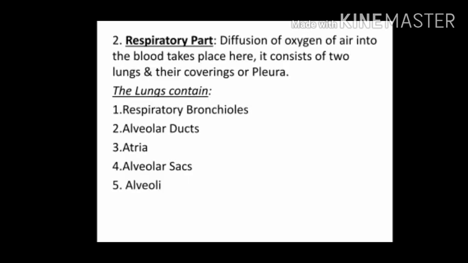Respiratory part. Diffusion of oxygen of air into the blood takes place here. It consists of two lungs, the right and the left, and their coverings, which are known as pleura. The lungs contain the following structures: respiratory bronchioles, alveolar ducts, atria, alveolar sacs, and alveoli.